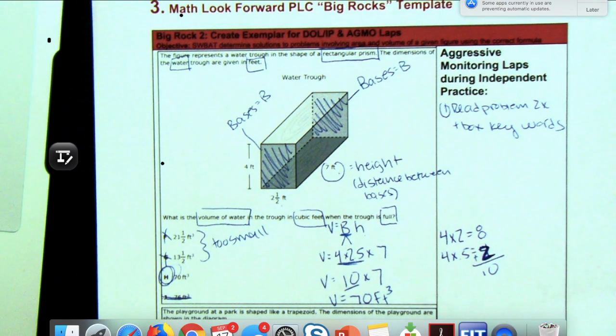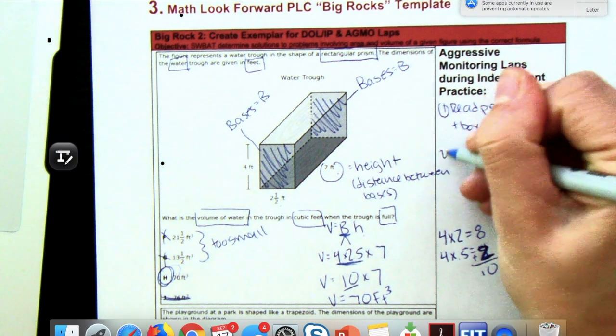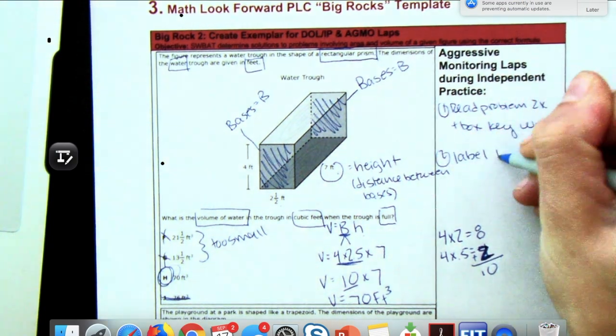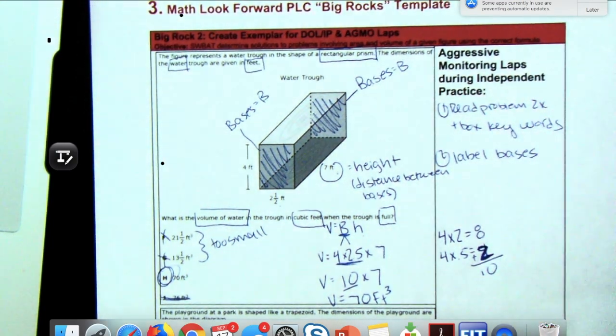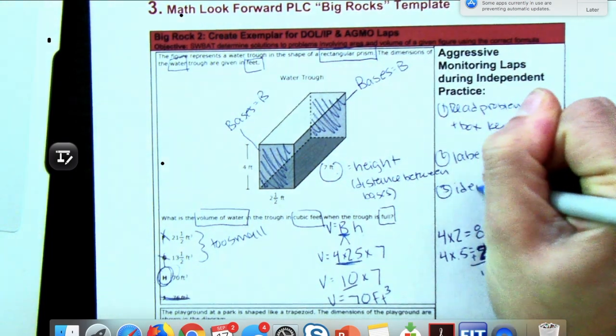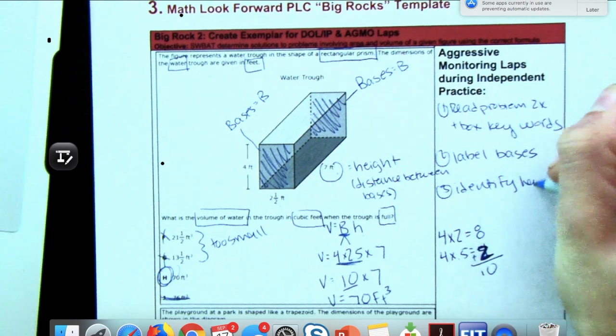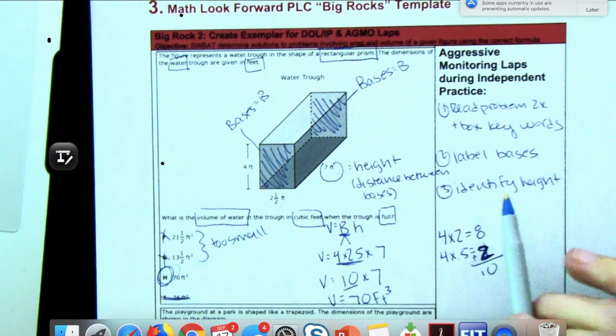After I read the problem twice and boxed the keywords, I went ahead and labeled and highlighted or colored in the bases and the height. So I labeled the bases first, and then I also identified the height. Labeled the bases, identify height. I need to label the bases first before I identify the height.